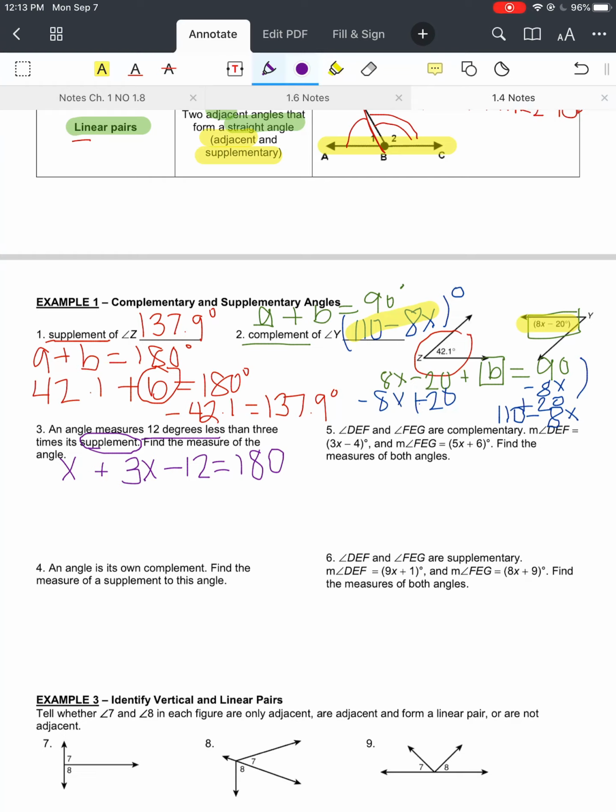I have x's on both sides, on the same side of the equation. So I have to combine like terms. X and 3x is 4x. So I get 4x minus 12 equals 180. Adding 12 to both sides, I'm going to get 4x equals 192. So x is going to be 48.